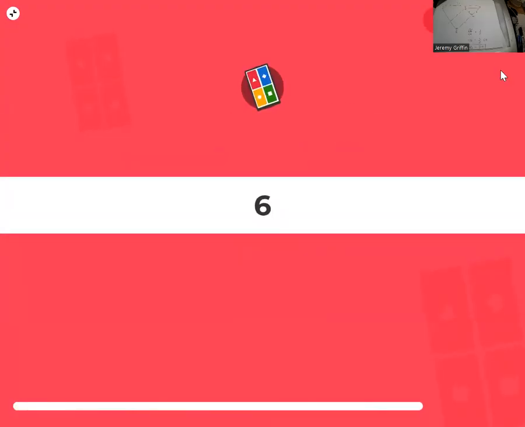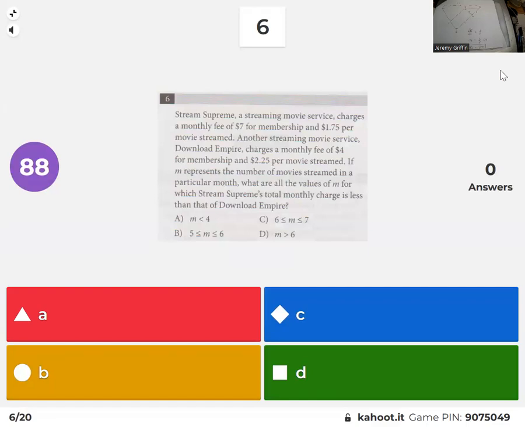Number 6. Stream Supreme, a streaming movie service, charges a large monthly fee and then a small cost per movie stream. Another service, Download Empire, charges a small monthly fee but a large cost per stream. If M represents the number of movies streamed in a particular month, what are all the values of M for which Stream Supreme's monthly charge is less than Download Empire's?